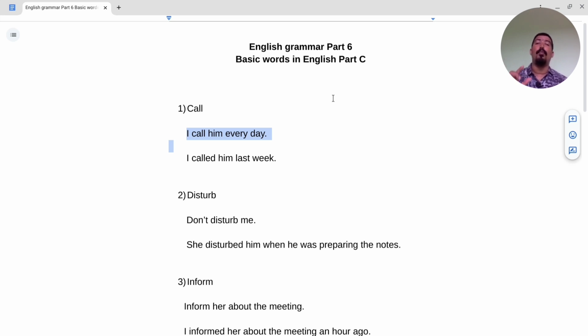That is why we use the V1 form of the verb, that is call. That is the simple present form of the verb. I call him. That means I have a habit of calling him every day. That is something I do on a daily basis.